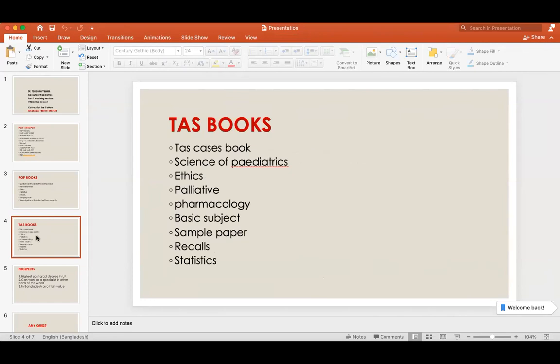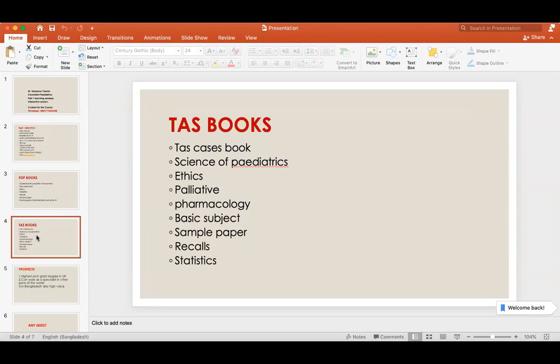Okay, so this is our next slide. Our next slide consists of the TAS cases book. The TAS cases book has 50 cases for the TAS exam, like the FOP cases book. RCPCH published the TAS cases book also, 50 cases, and every case is very, very excellent, nicely described, nicely elaborated, like a 50 clinical cases book.